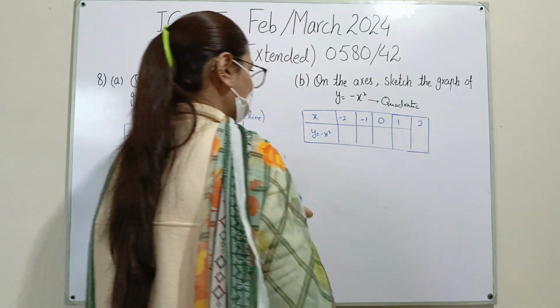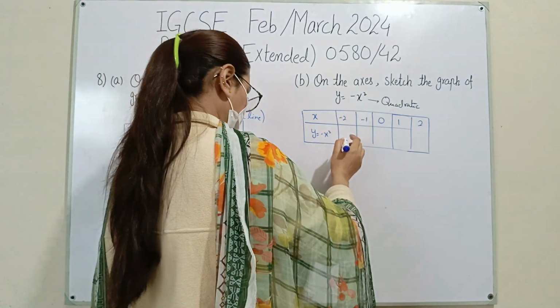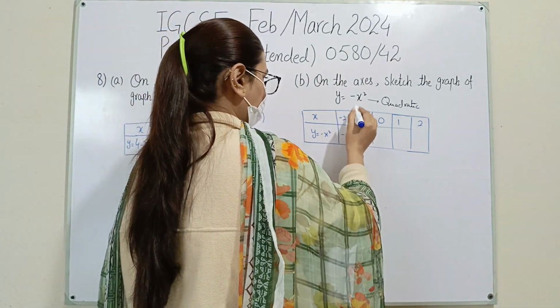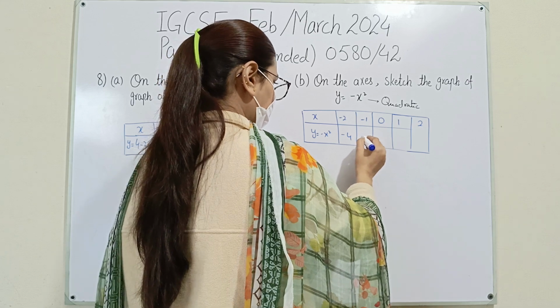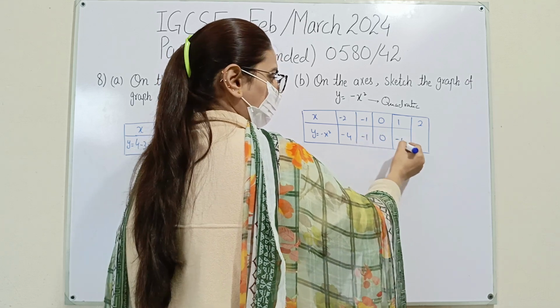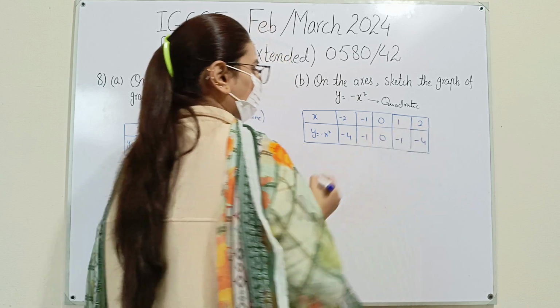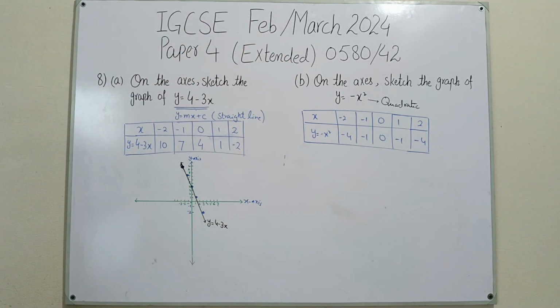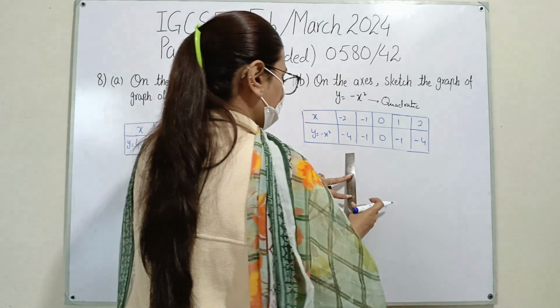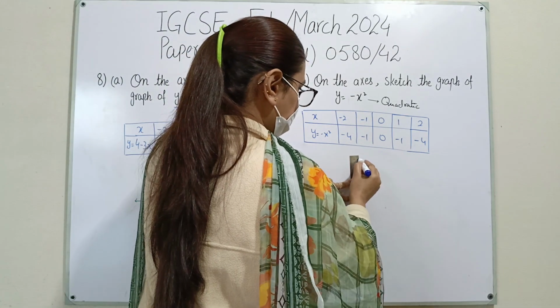If I put the values in this expression, for -2 I'll have -4. For -1 I'll have -1, then 0, then -1 and -4. In the same sense, I have to draw this graph. For this, I have to draw the coordinate axes.